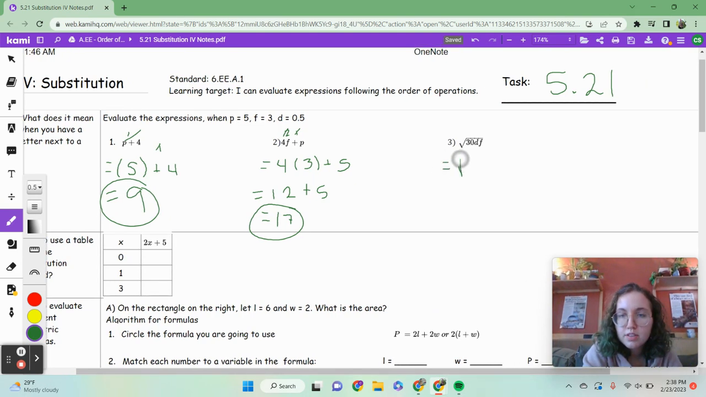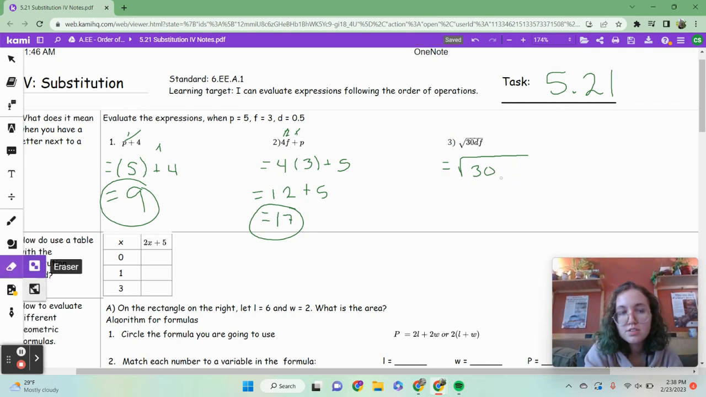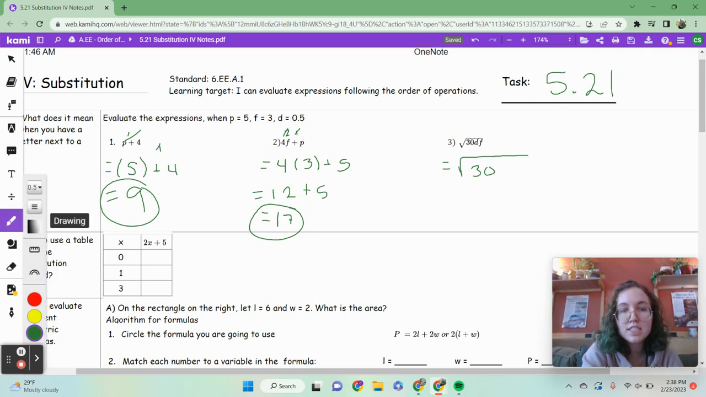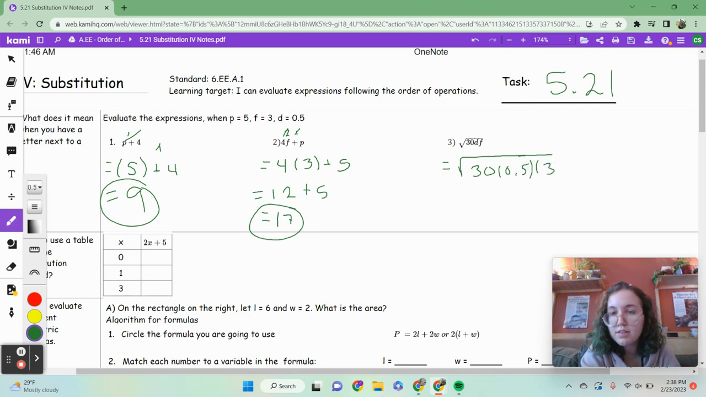Lastly, we're going to do one with a square root. So here we have the square root of 30 df. So our d is 0.5. We want to plug in 0.5. And our f is 3. So we want to plug in a 3 for our f.